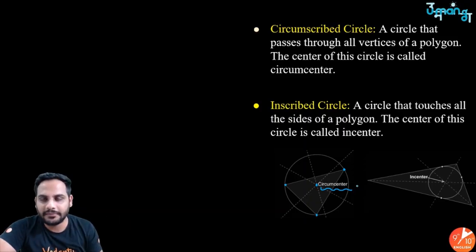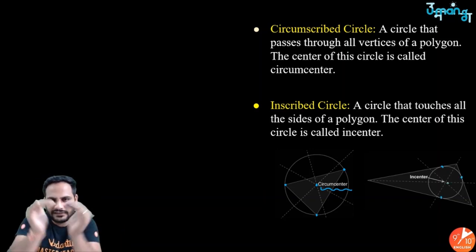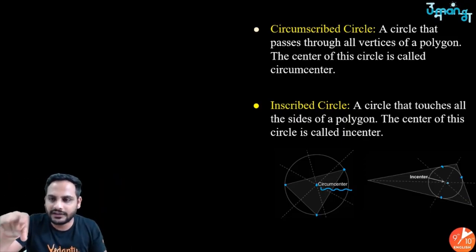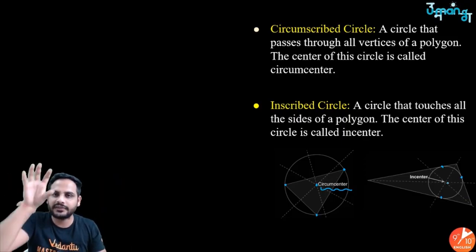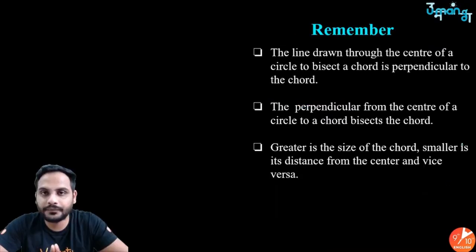What is inscribed circle? Inscribed circle is the circle which is touching the sides of this polygon. So the inscribed circle will be touching the sides. So incircle is inside the polygon, circumcircle is outside the polygon. Incircle touches the sides, circumcircle touches the vertices. Okay, let's move ahead. You need to remember these points, these properties you have already learned.